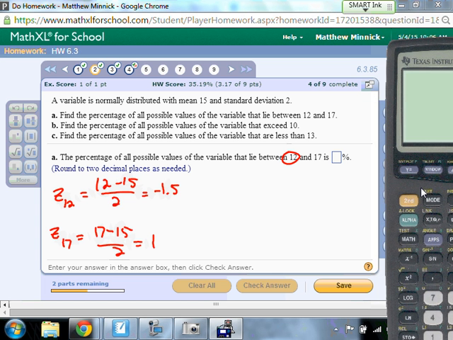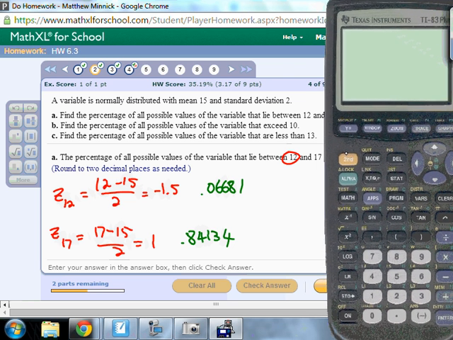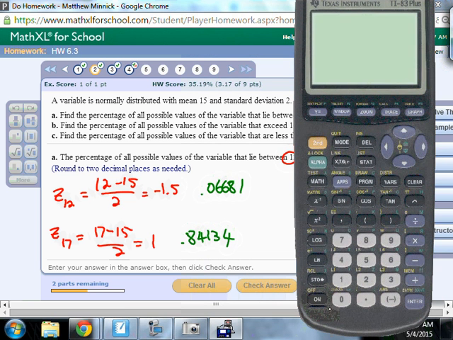I'm going to look at the area under the curve to the left of negative 1.5 for the z-score, and that's 0.06681. So I am using the table. Then the z-score of 1, I go there, and I get 0.84134. And I'll take the difference of those two, and that ought to do what I need it to do for this first part, if my calculator works.